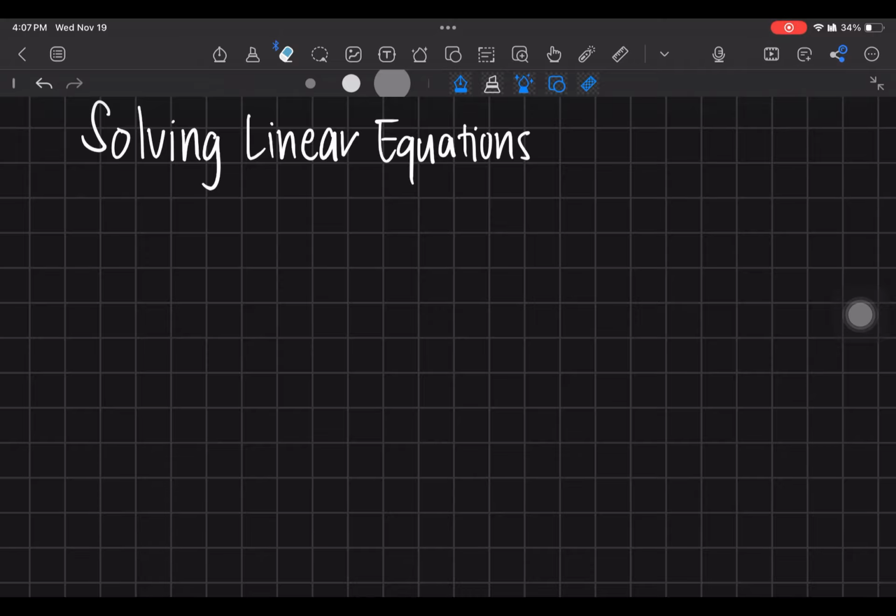Hello everyone, this is Solve for X, and for today's topic, solving linear equations. Now, before we get started, we must first understand that the goal of solving a linear equation is to find the value of x, or any given variable that satisfies the said equation.